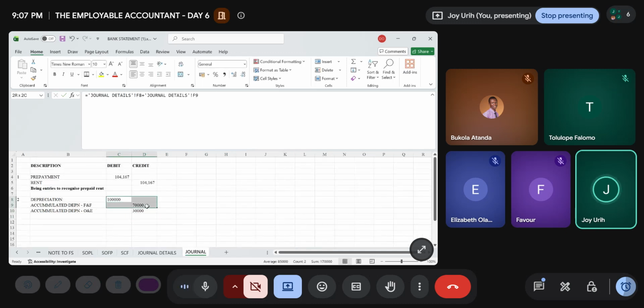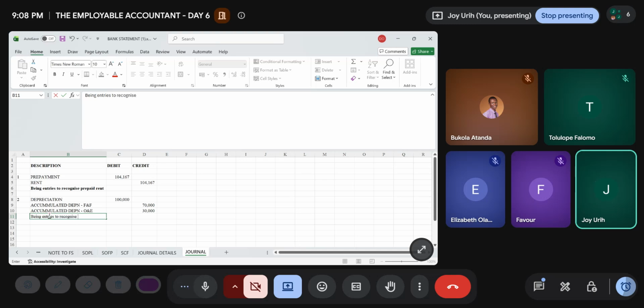So at the end of the day, your journal is not compulsory to be two accounts. Your journal can have more than 10 different accounts involved. But at the end of the day, your total credit must be equal to your total debit. So we have 100,000 here as our debit, and our credit we have 100,000. We have to put a narration: being entry to recognize depreciation.